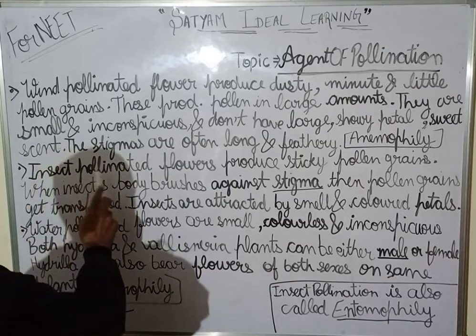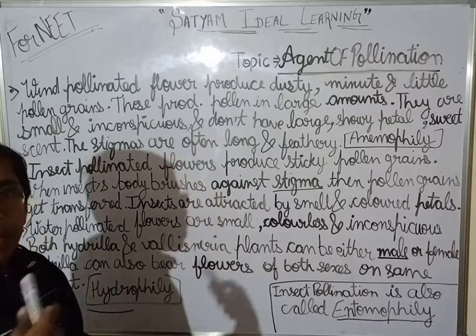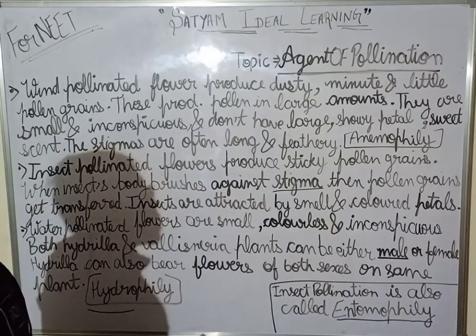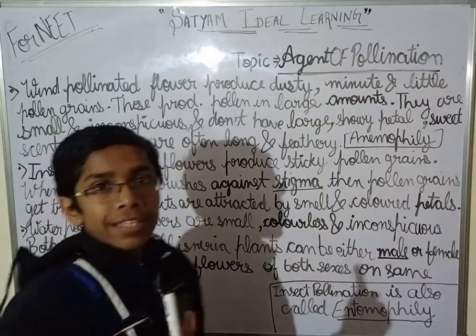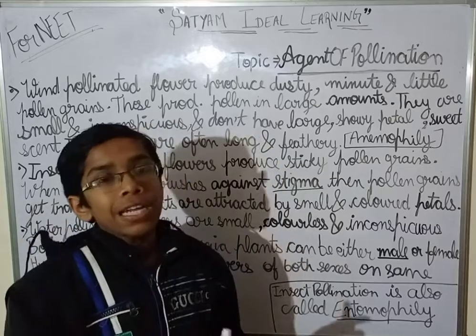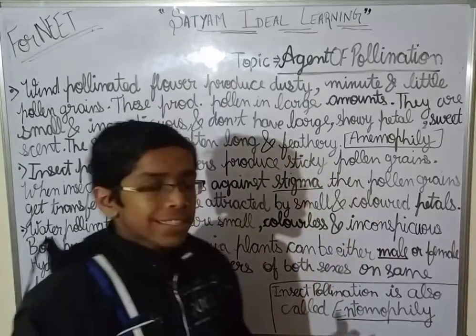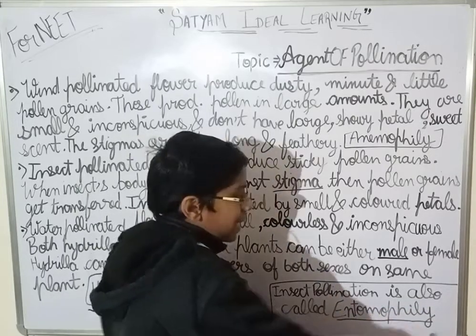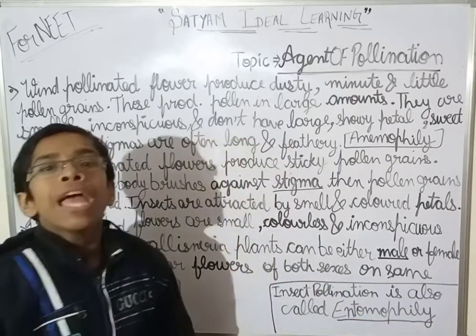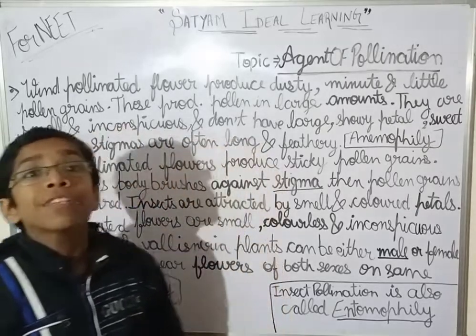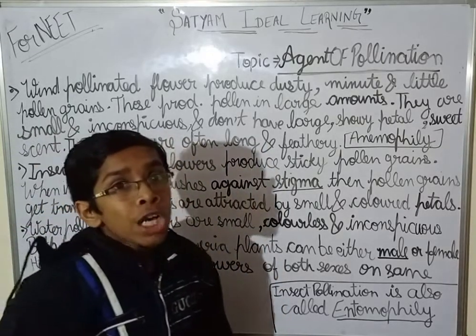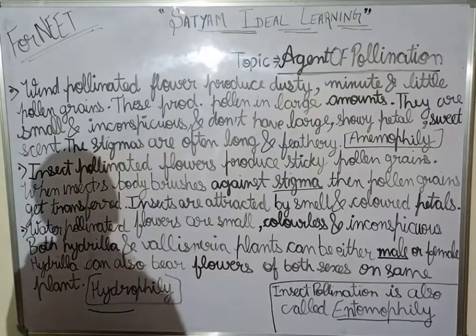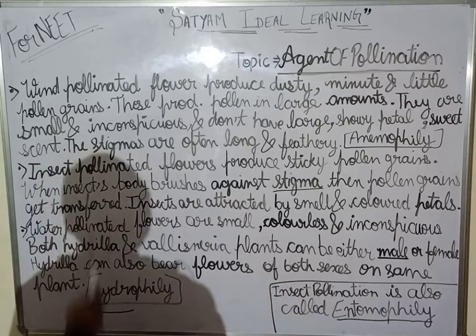Now we will be discussing insect pollination. What is insect pollination? It means pollination occurring with the help of insects. Insect pollination is also called entomophily. Entomo means insect and philos means loving.